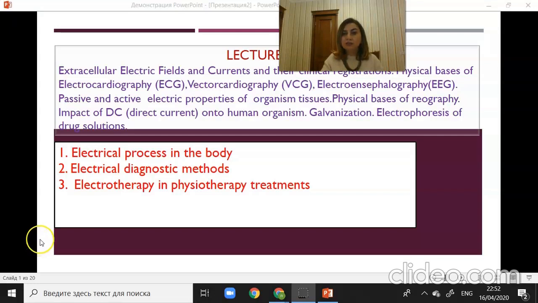Now, in today's lecture we carry on learning the processes in the human body in terms of electricity. We'll cover three aspects of the relation between electricity and the human organism. The first aspect is about electric processes which occur inherently in the human body. The second is about electrical diagnostic methods. The third is about electric treatment, electric physiotherapy treatment methods.